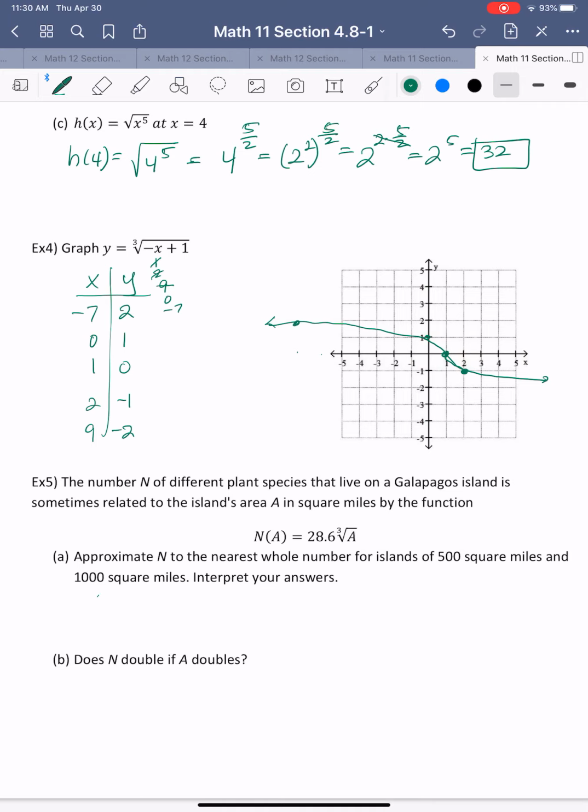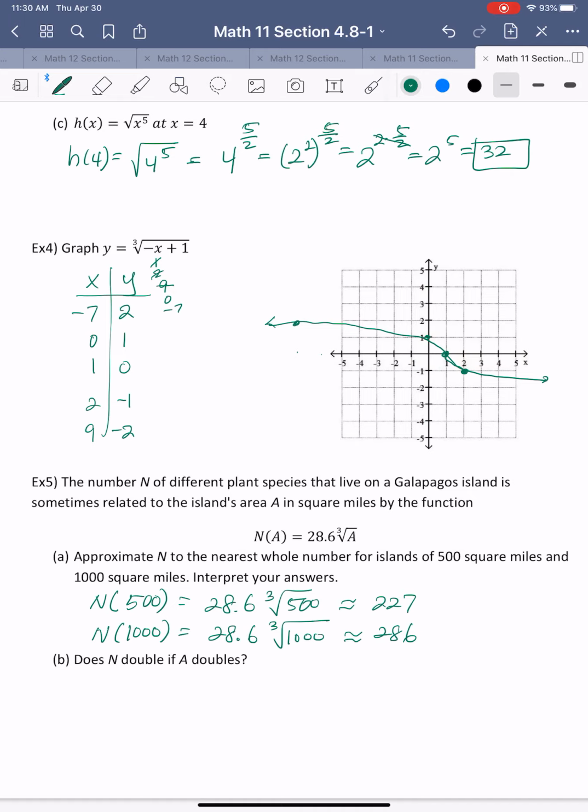So n of area A is 500, which is 28.6 cube root of 500. And then you've got to use a calculator, use a cube root. It's about 227. And then n of 1,000, which is 28.6 times cube root of 1,000. So use a calculator. You get 286.